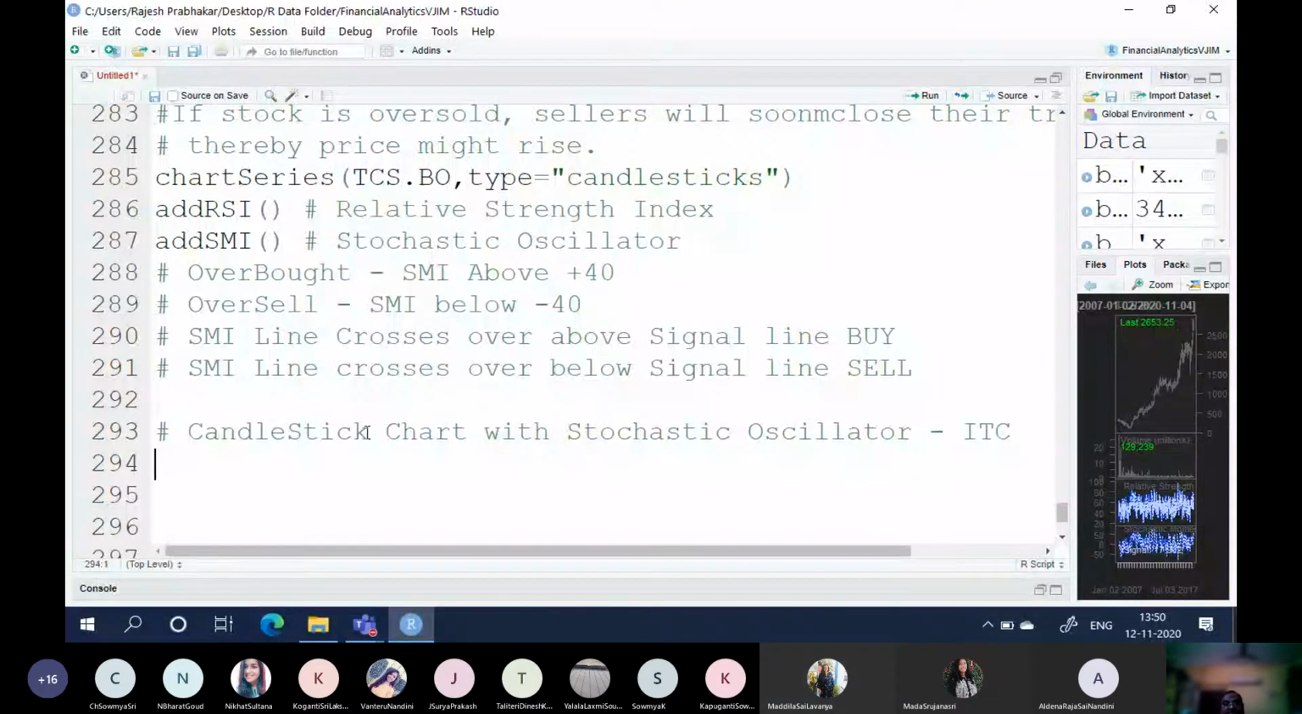First, what is the position of the SMI line and the signal line? Should I buy or sell? Sir, buy, sir. Okay, anybody else? SMI line is above signal.